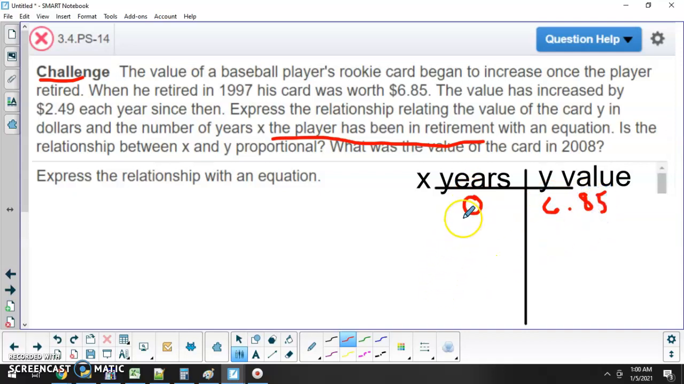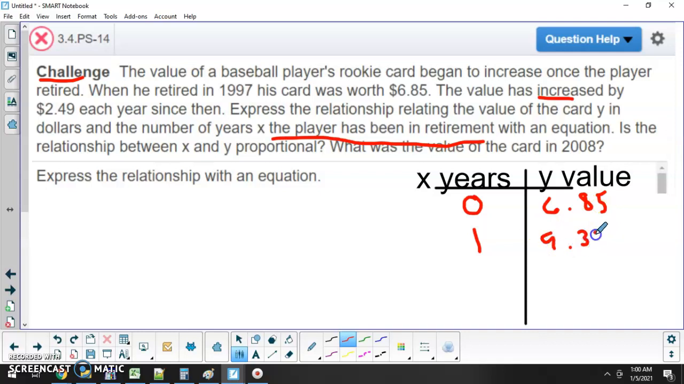Now, 1 year after retirement, the card increases in value by $2.49. So what is the value of the card? Well, it's not $2.49 because that's the increase in value. It's going to be $6.85 plus the $2.49. So that ends up being, let's see, $6.85 plus $2.49 is $9.34.